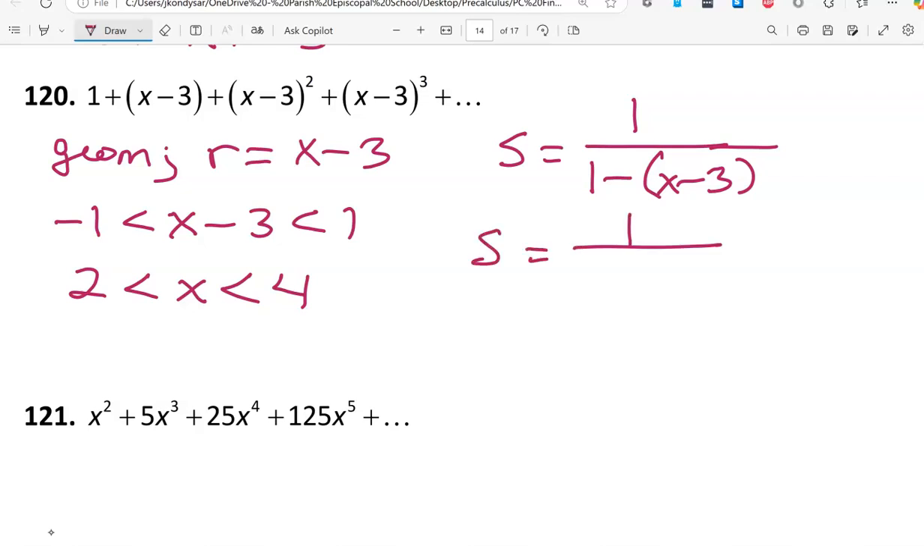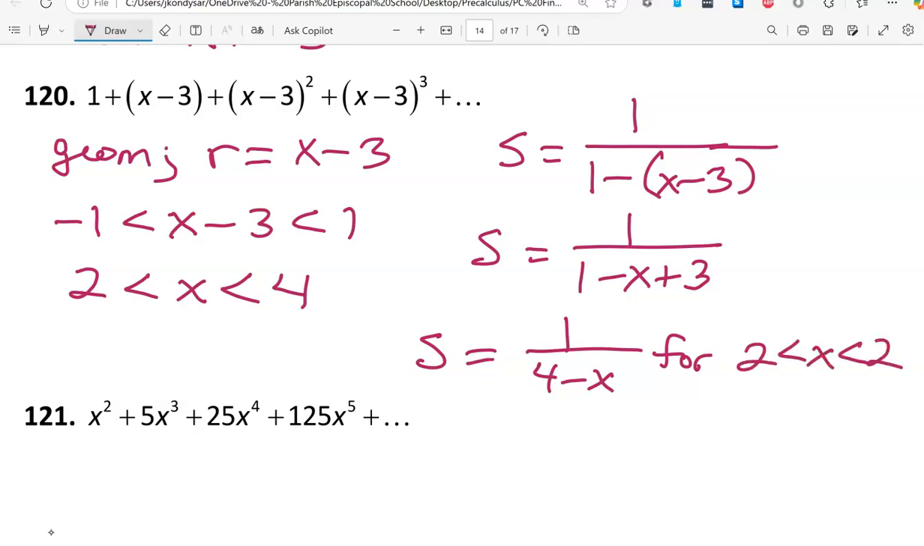So S is equal to 1 divided by 1 minus (x minus 3), or the sum of the series is 1 divided by 4 minus x, and that's for values of x that are in between 2 and 4.